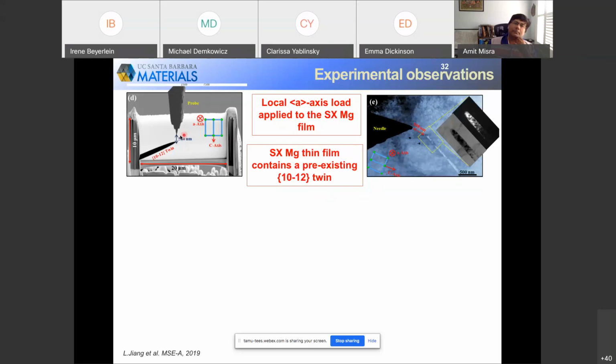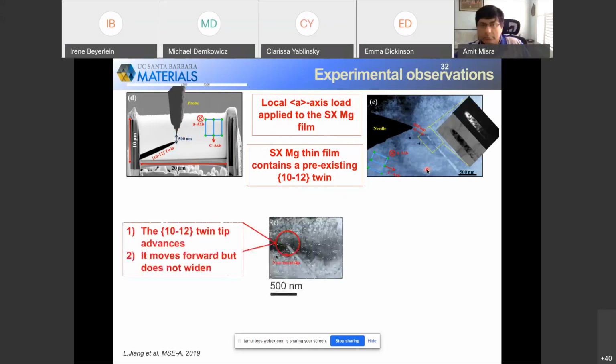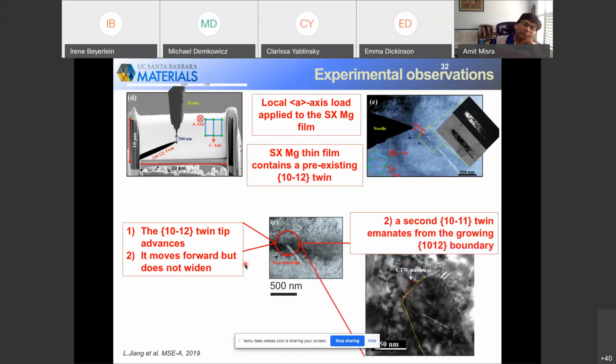So this is just showing you the setup. Here is the thin film. Here's that pre-existing twin. About 500 nanometers from that twin tip, a needle was used to press locally on the thin film, and it happened to be along the A-axis of that film. So what was found was two things happened. First of all, that twin tip did advance, and it moved forward, but it didn't widen. So it didn't get thicker. It just sort of started to migrate across a little bit.